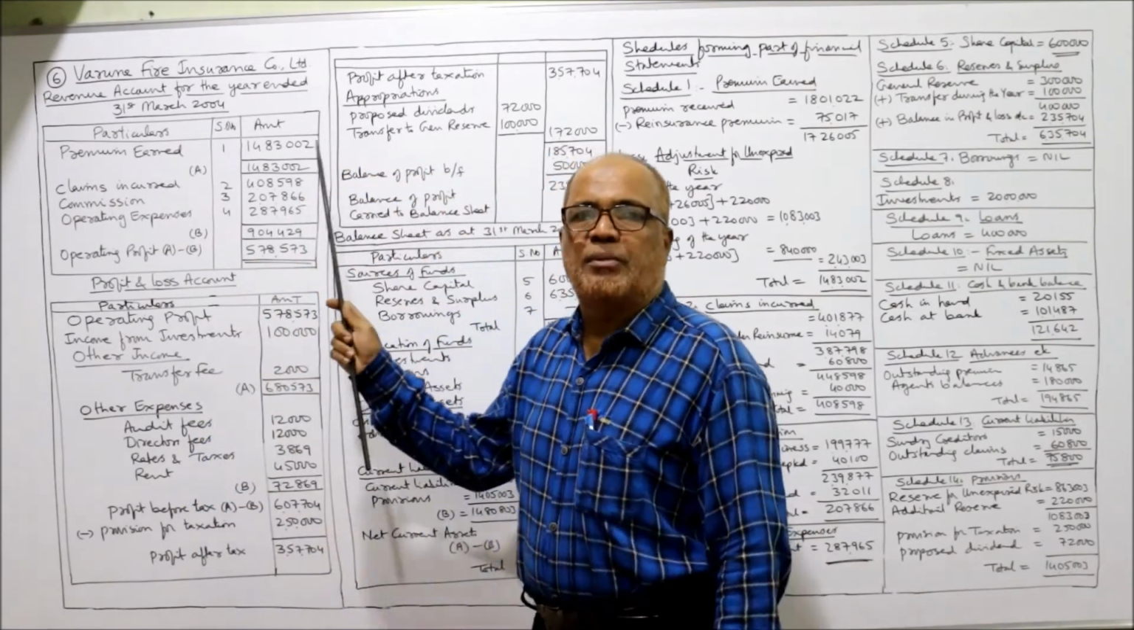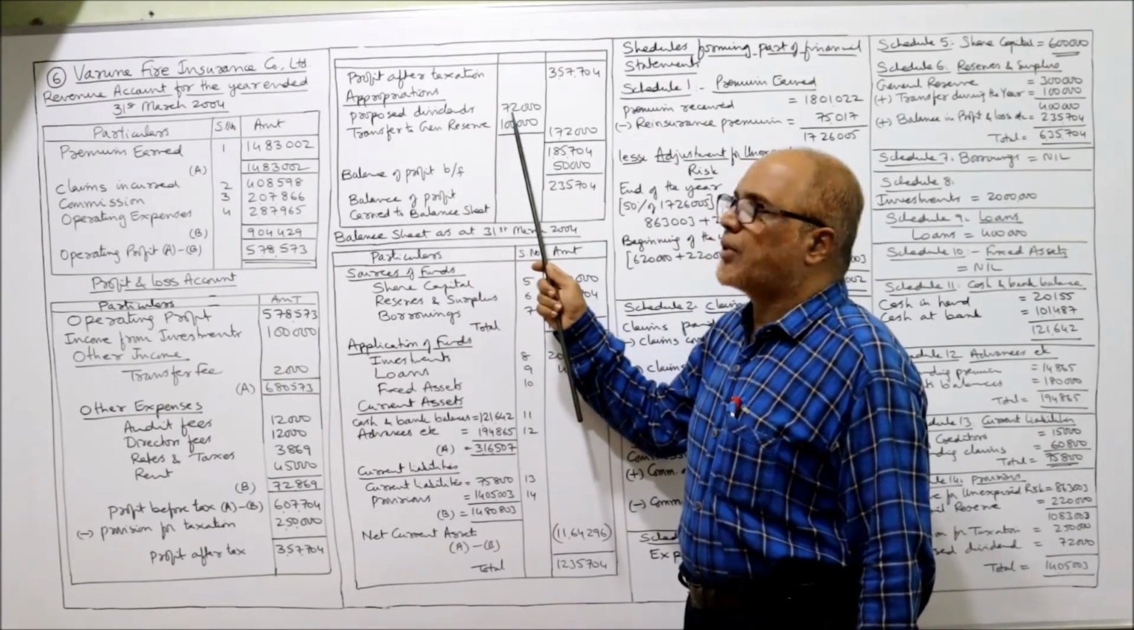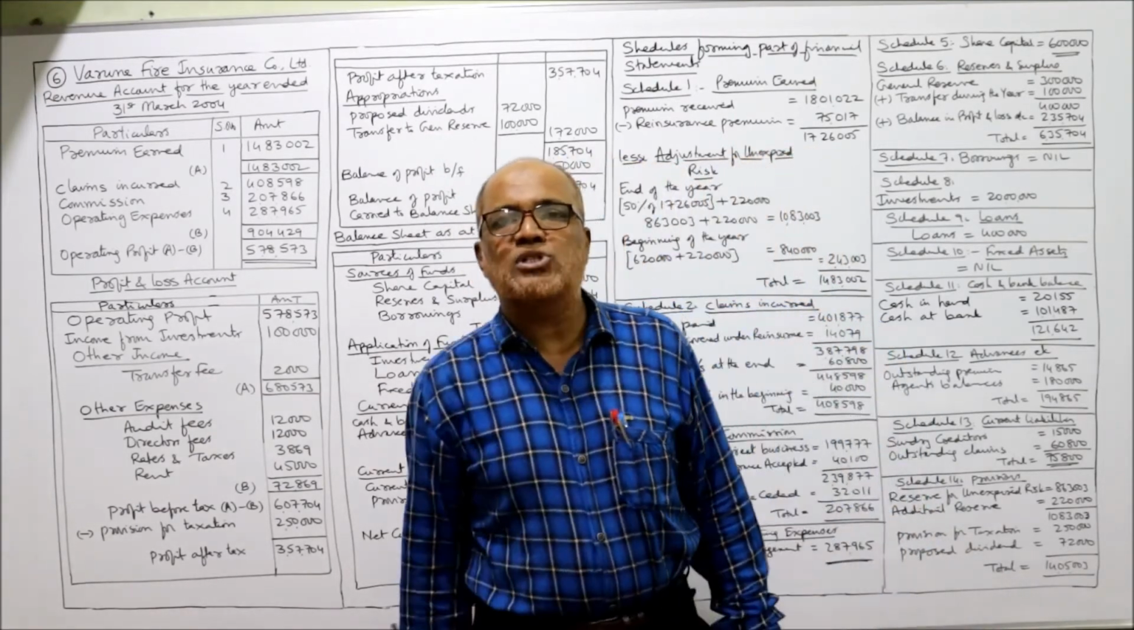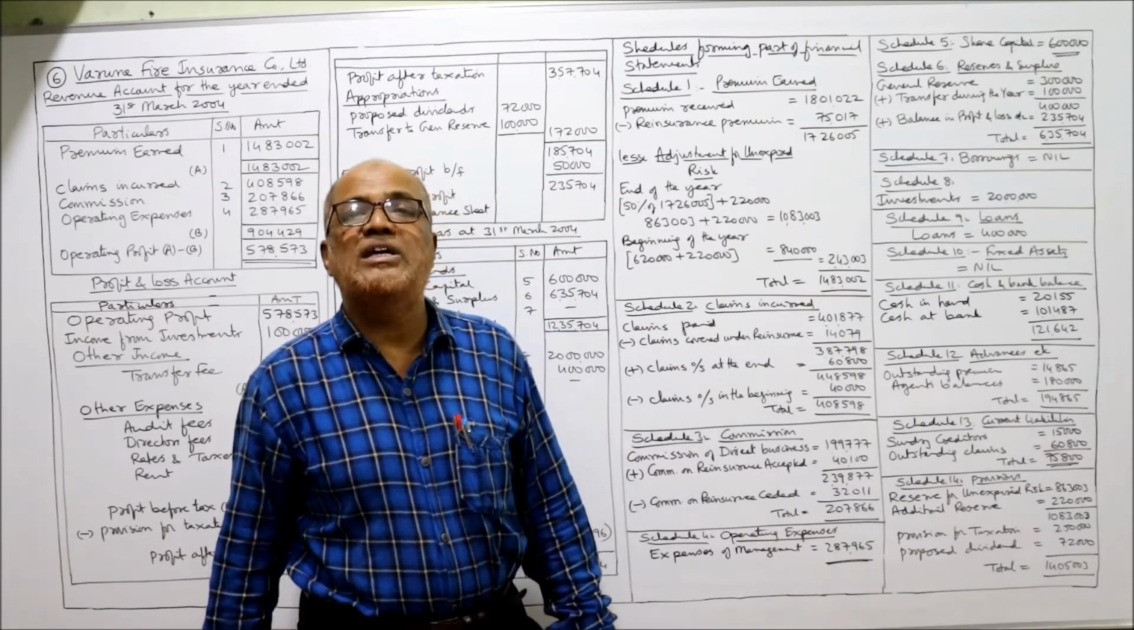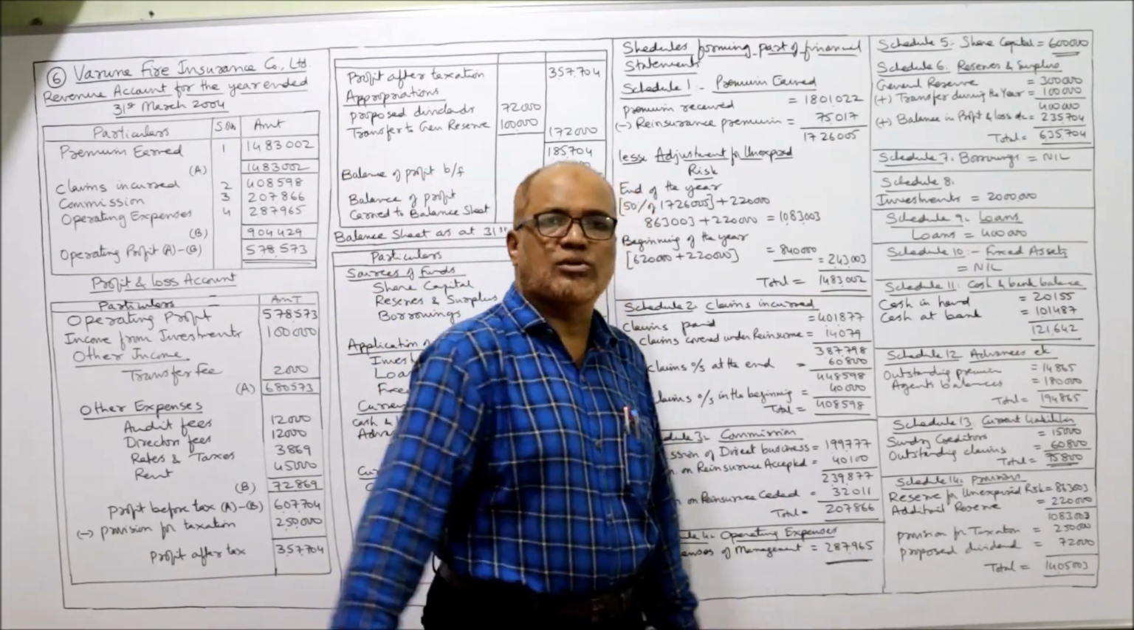First, proposed dividend will be taken under appropriations: under appropriations, 72,000 proposed dividend. Again, this proposed dividend will be shown under provisions, schedule number 14. Proposed dividend, 72,000.